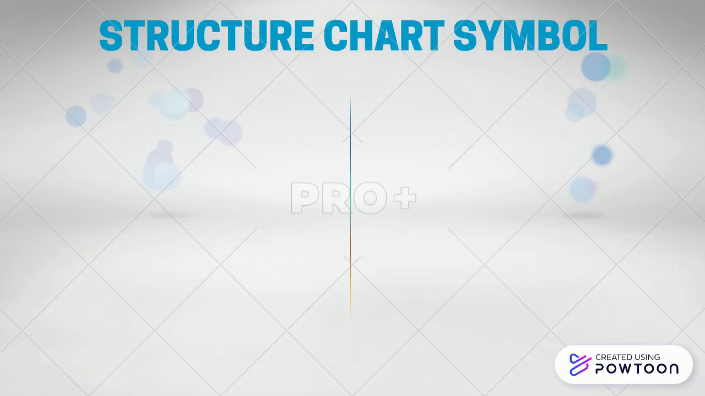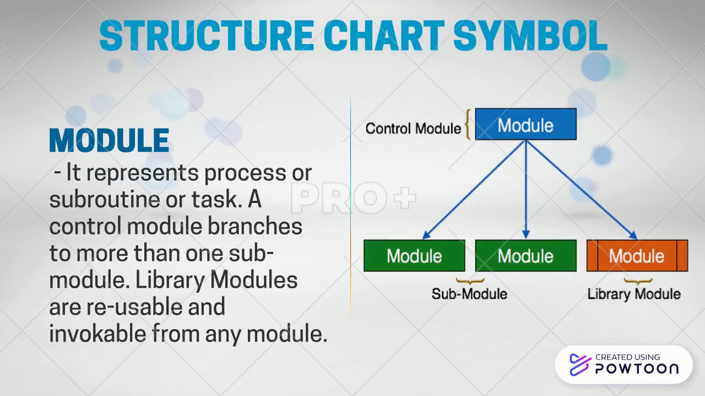Here are the symbols used in the construction of structure charts. A module represents a process, subroutine, or task. A control module branches to more than one submodule. Library modules are reusable and invocable from any module.